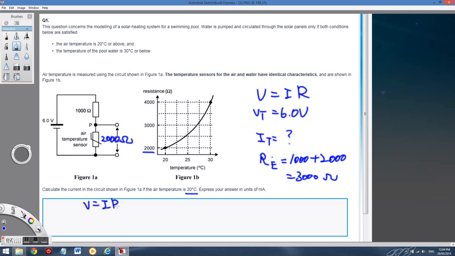Put your equation in. V equals IR, so I equals V divided by R. Put all the values in. The current will be 0.006 amps. But our answer needs to be in milliamps, so it's going to be 6 milliamps.